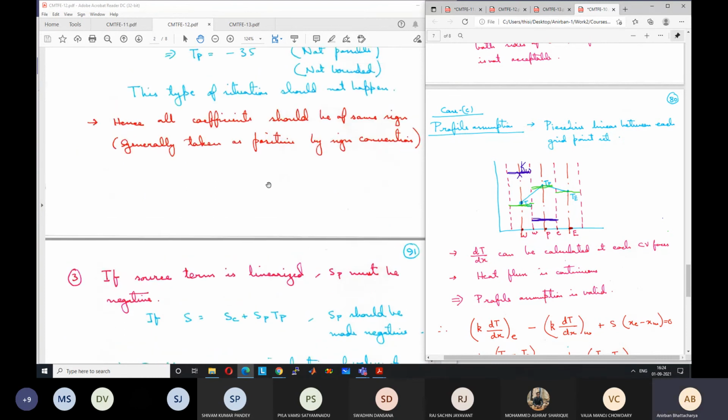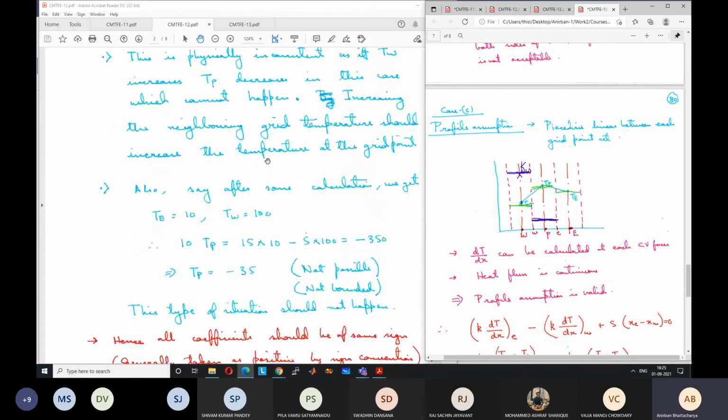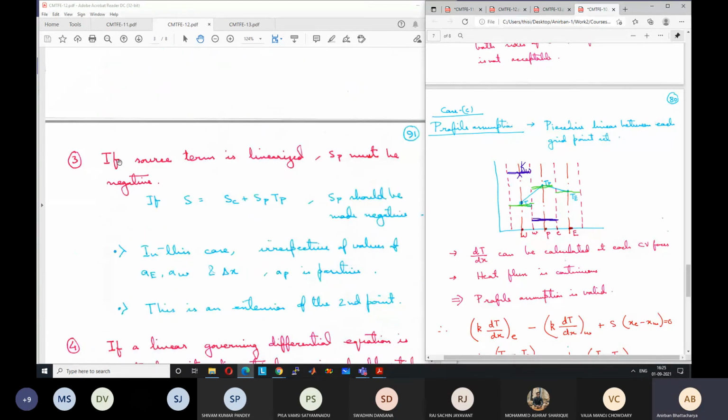So these are the two important rules you can say. One corollary of that rule, which can be stated as a third rule, is that if the source term is linearized, which we will see how to linearize, but if it is in linear form, SP must be negative. Okay, SP must be taken as negative or zero. Okay, should not be taken as positive. Either we should take it to be zero or negative. Why? It is clear from here.